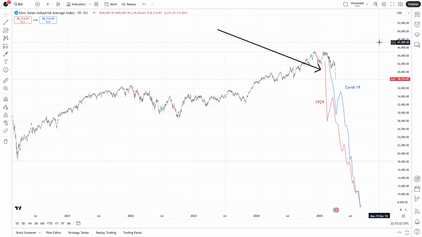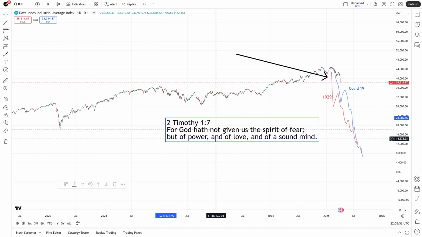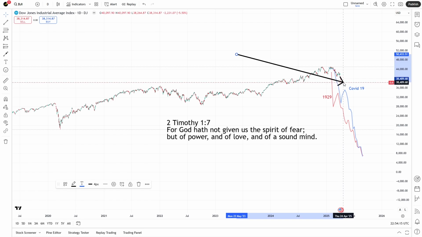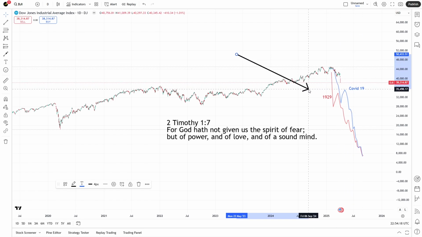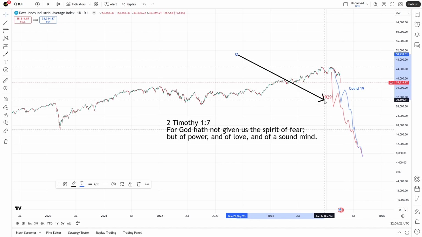But I'd like to leave you with one thought. 2 Timothy 1:7 says, "For God hath not given us the spirit of fear, but of power and of love and of a sound mind." You know, this is scary stuff. I'm not going to lie. This is not cool, seeing something like this being a possibility. Maybe we'll dodge a bullet. Maybe it won't play out like we're seeing, or maybe we won't even have a decline. Maybe we'll just keep going up. That's always a possibility. But if something like this does play out, this is potentially scary.